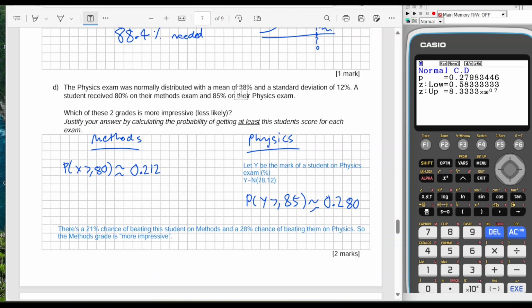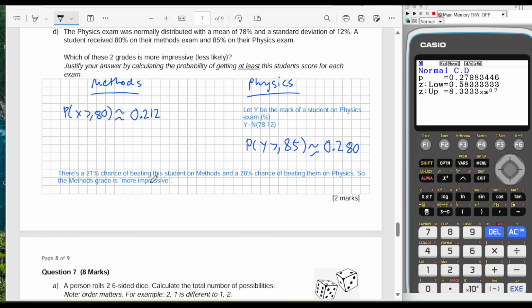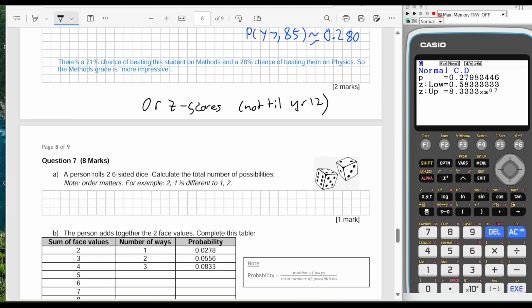Cool. So I want to point out as well, even though their methods exam was less, like percentage-wise, it was only 80 versus 85, compared to the averages and the standard deviations, a grade of 80 on methods was considered better. Okay. Again, if you like, you can go z-scores. But this is not till year 12, at least not formally till year 12. I know some people have looked at it. Okay.